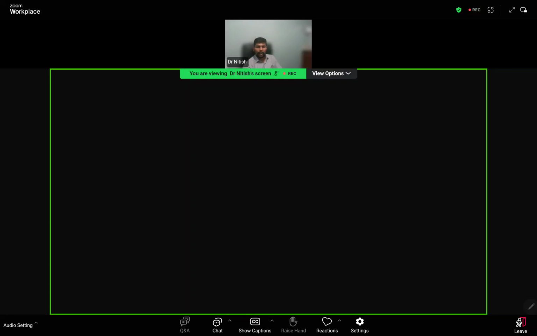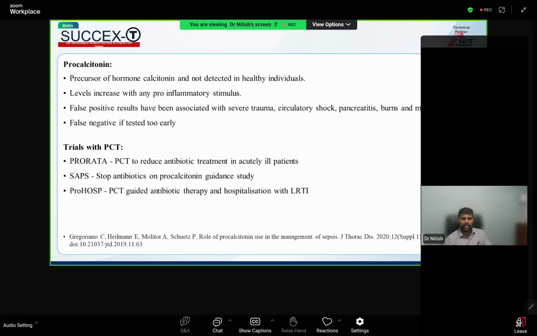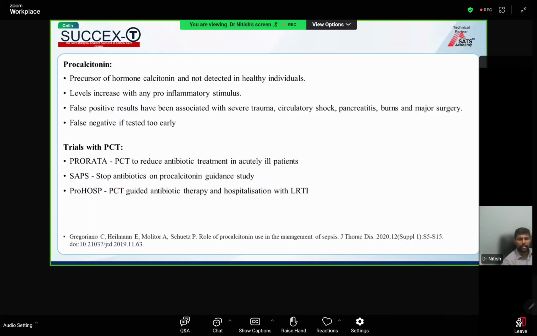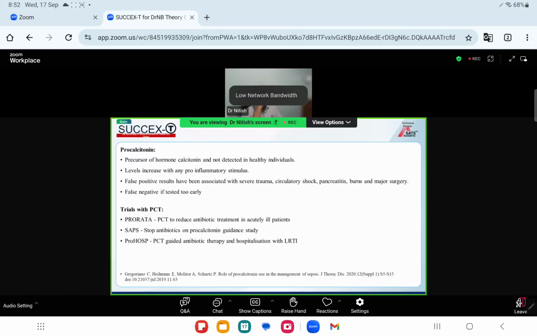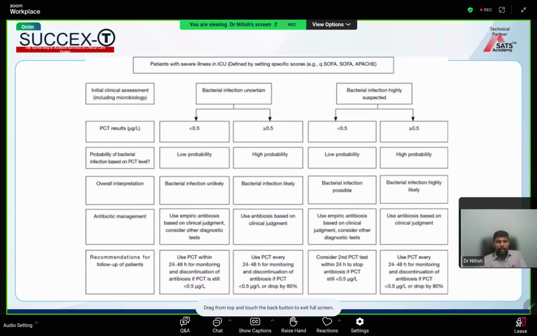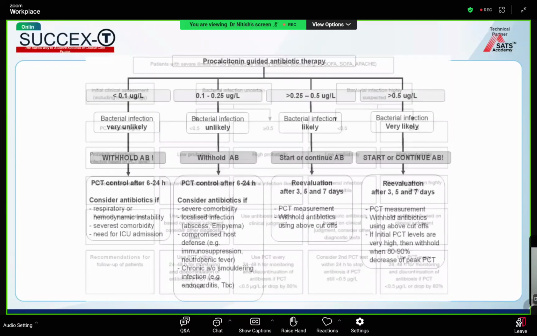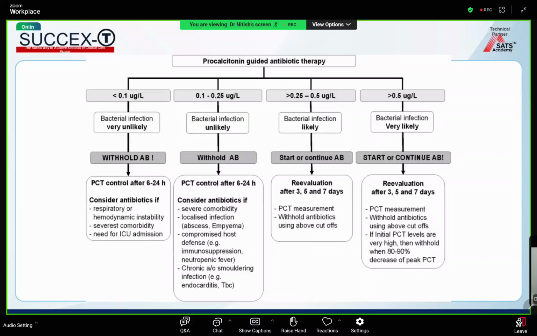but improvement, say in mortality rate, or in ICU stay, and all those things. The only advantage all these trials have shown is a reduced period of antibiotic usage. So based on all these trials, there are many review articles which have come up with a sort of flow chart or an equation on how to go about procalcitonin usage.